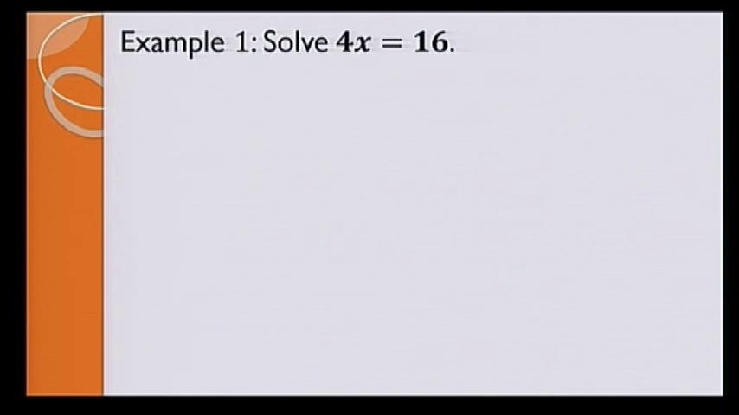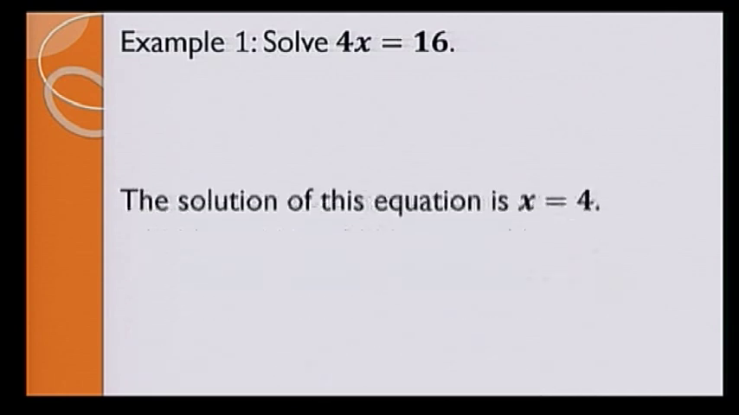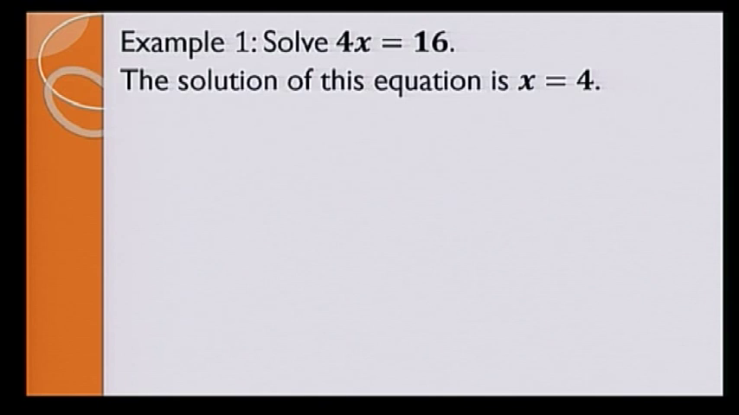Solve 4x is equal to 16. This means we need to find the value of x, so that when we multiply it by 4, we obtain 16. Now, if we work out this equation by trial and error, the value of x is 4. 4 makes this sentence correct. It is called the solution of the equation. x is equal to 4 is the solution of this equation.